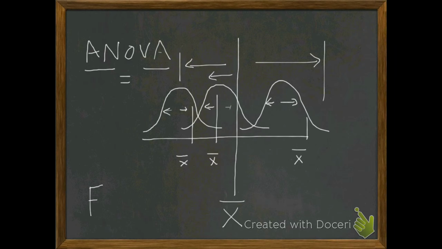ANOVA was developed by a guy named Fisher, and hence we give it the F statistic. I wish it had been named by Darbro. We'd have the D statistic, but that just didn't happen.